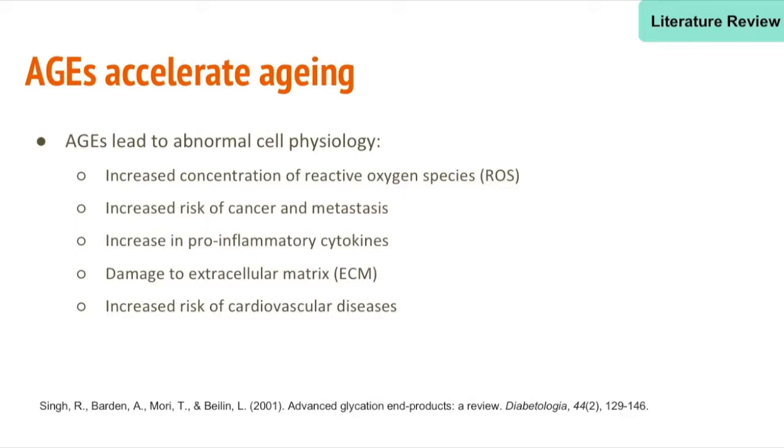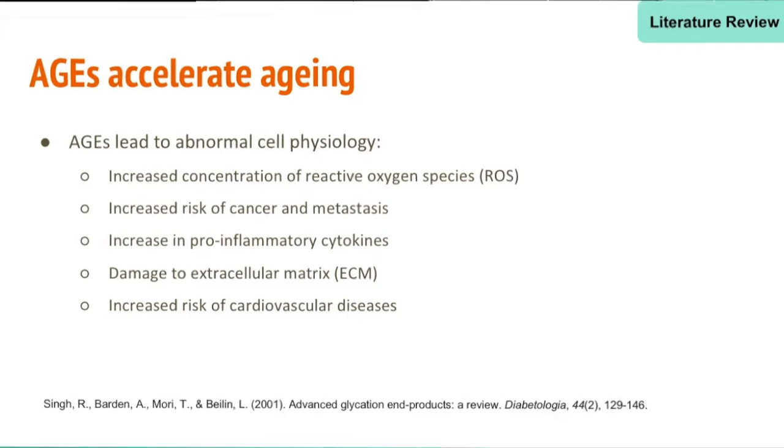An abundance of AGEs results in abnormal functioning of cells and tissues, which leads to diseases that are related to aging. There are 5 main effects of having excess AGEs. There is an increased concentration of toxic reactive oxygen species, an increased risk of cancer and metastasis, an increase in the release of pro-inflammatory cytokines, damage to the extracellular matrix, and an increased risk of cardiovascular diseases.